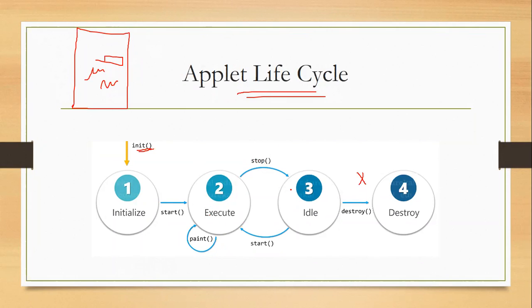Once you do the stop, it means your browser is minimized. Destroy means your browser is exited. Okay, so you do have 1, 2, 3, 4, 5 methods. You have 5 methods and 4 states in your applet: the initialized state, the executable state, the idle state, and then the destroyed state.